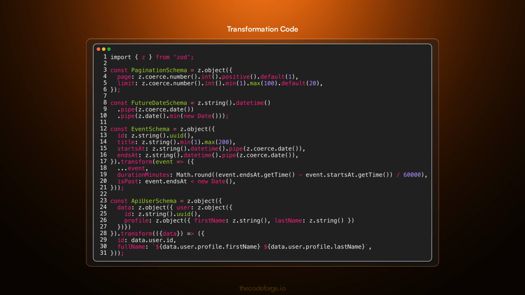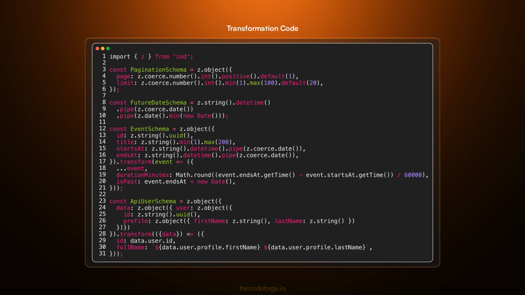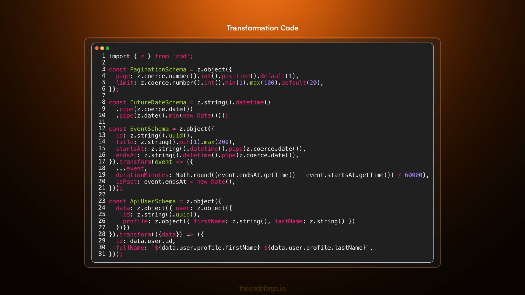Here we coerce page and limit from strings to numbers, pipe a datetime string through coerce and validation, and transform an event to add computed fields. The API user schema flattens a nested API response into a simpler shape.